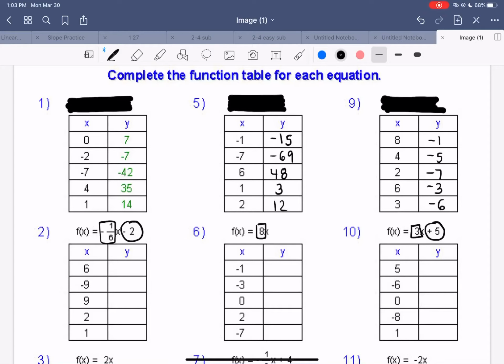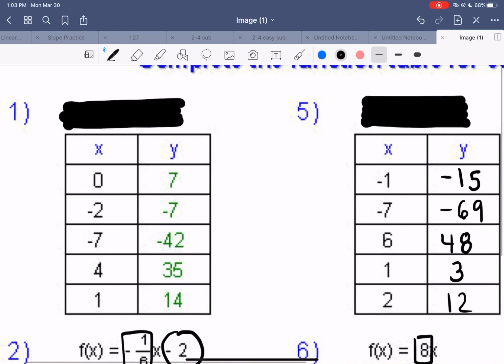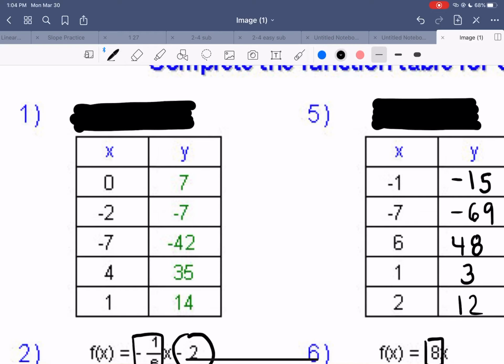So sometimes they'll just give you a table. So I'm going to zoom in on number 1. And what we're trying to determine is the slope. What is our slope? All we have is a table. So what we have are x and y values.